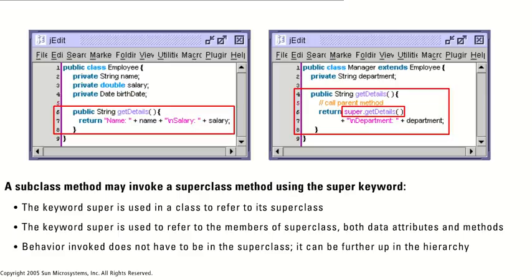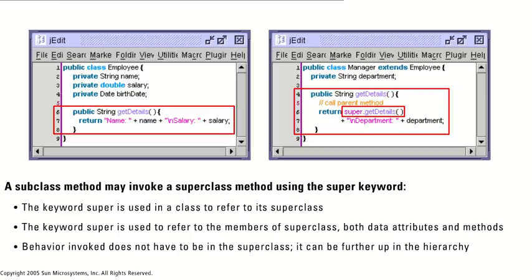So in the getDetails method in the manager class, we're going to call the getDetails method from the employee class and then concatenate on the department. But how do we go about calling the getDetails method in the employee class? Well, that is where we use the super keyword, which stands for superclass. And it allows us to call methods from our superclass that we have overridden in the current class.